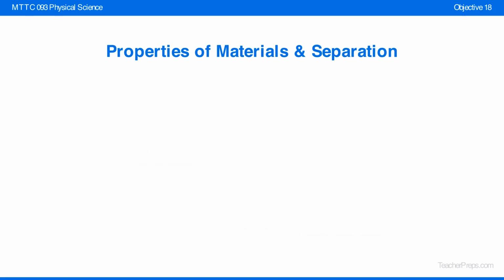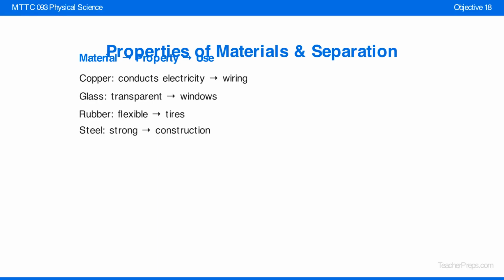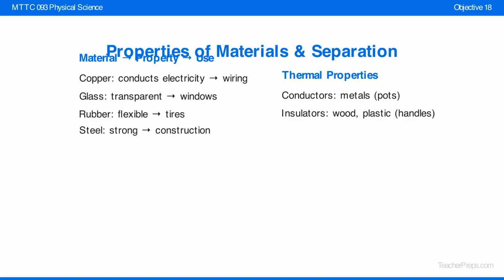Let's connect physical properties to practical uses. Metals like copper have high electrical conductivity, which makes copper ideal for wiring. Glass is transparent, so it is used for windows. Rubber is flexible and durable, perfect for tires. Steel is strong, so it is used in building construction. Thermal conductors like metals are used for cooking pots because they transfer heat efficiently. Thermal insulators like wood, plastic, and fiberglass are used for handles and home insulation because they resist heat transfer.